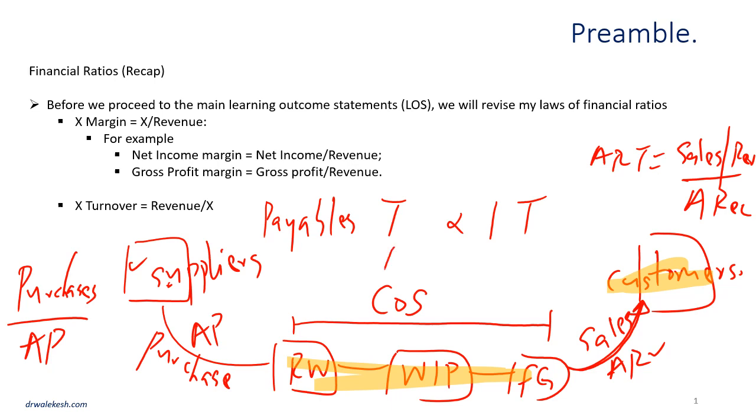Your inventory turnover would be what? It will be cost of goods sold over inventory. So please let's note that. The two exceptions are inventory turnover and payables turnover.